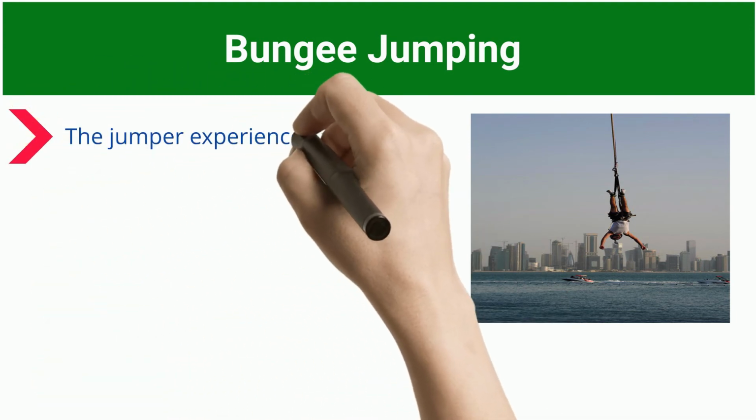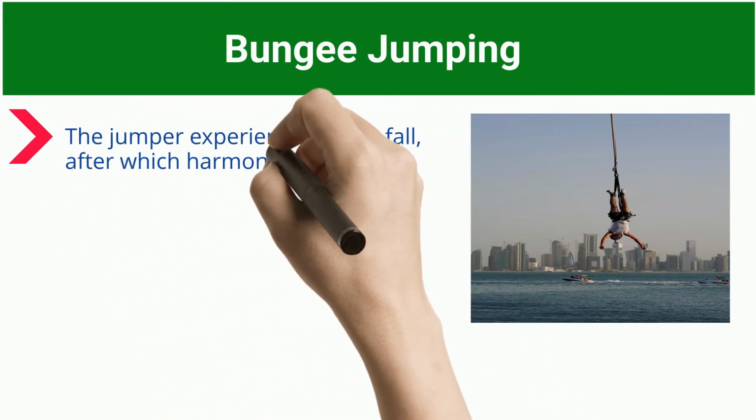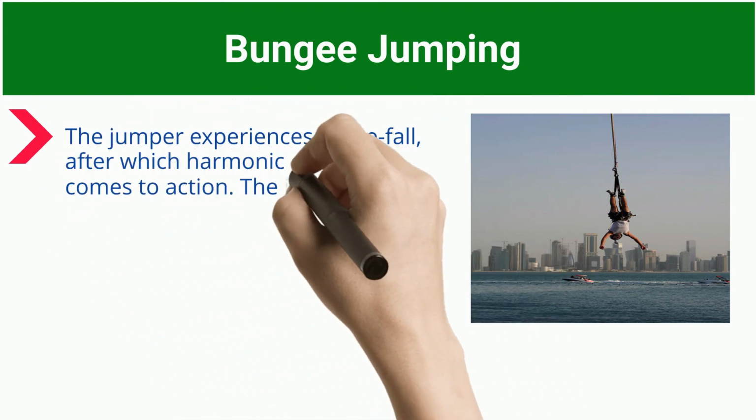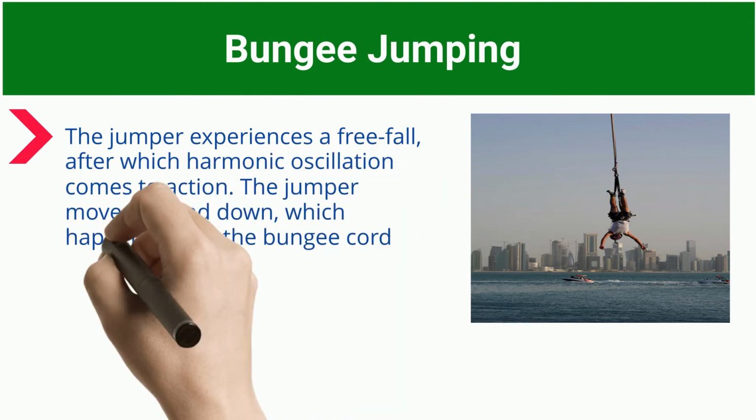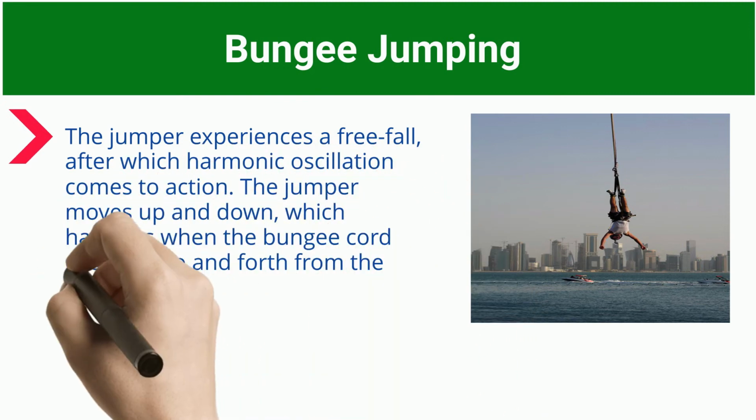The jumper experiences a free fall, after which harmonic oscillation comes into action. The jumper moves up and down, which happens when the bungee cord oscillates to and fro from the equilibrium position.